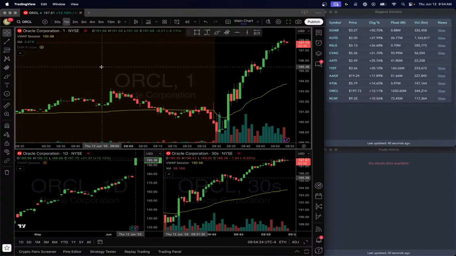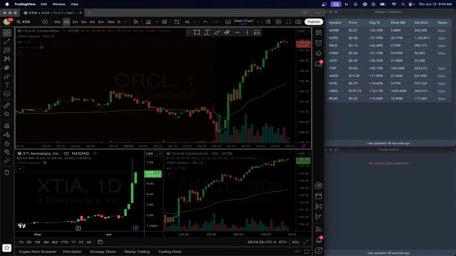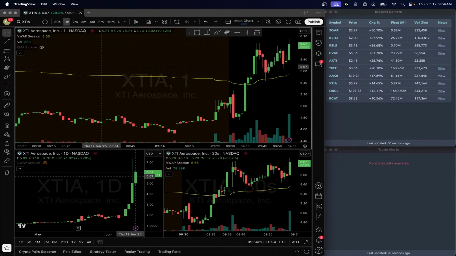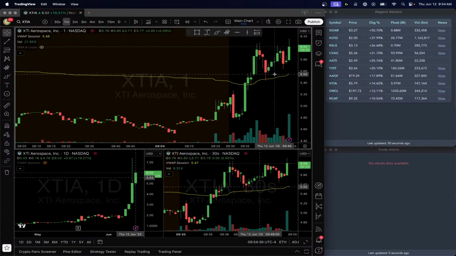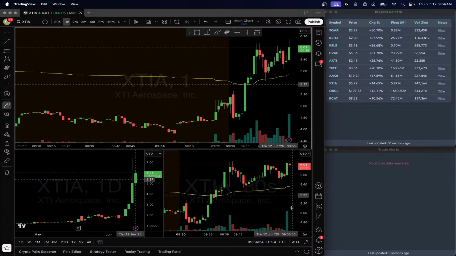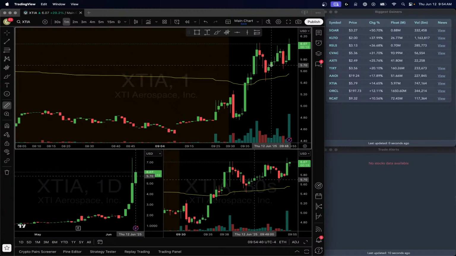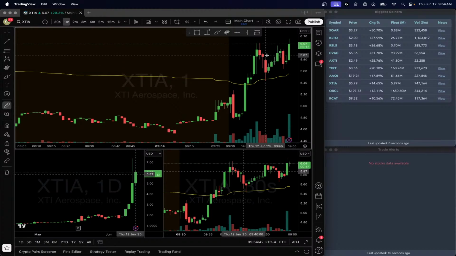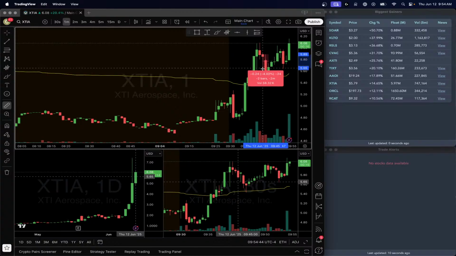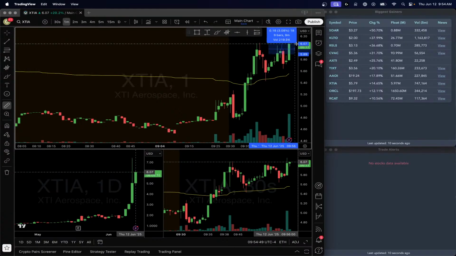XTIA is definitely moving. XTIA. As you can see here, we had a pullback inside bar. We had a break of the inside bar. We got volume coming in on the 30 second on that. We had a run up. We had a pullback. I had an inside bar there. You can put your stop down there to about a quarter. You ran up. Make yourself about 20 cents.